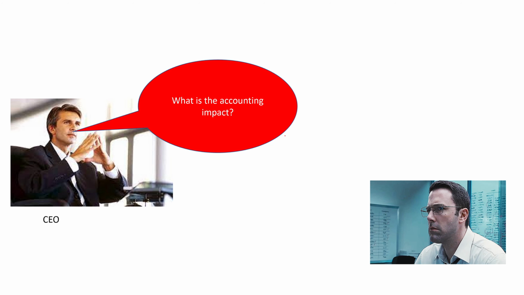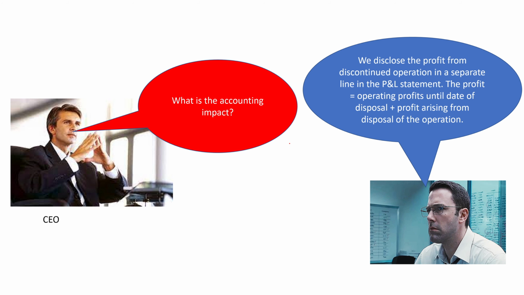Now, we have to understand what is the accounting impact for a discontinued operation. So let's see. Ben Affleck is going to explain to us. He's such a good guy. So he says as correct, we have to disclose the profit from discontinued operation in a separate line, in the P&L statement. Okay, so there's a separate line showing the profit from discontinued operations.